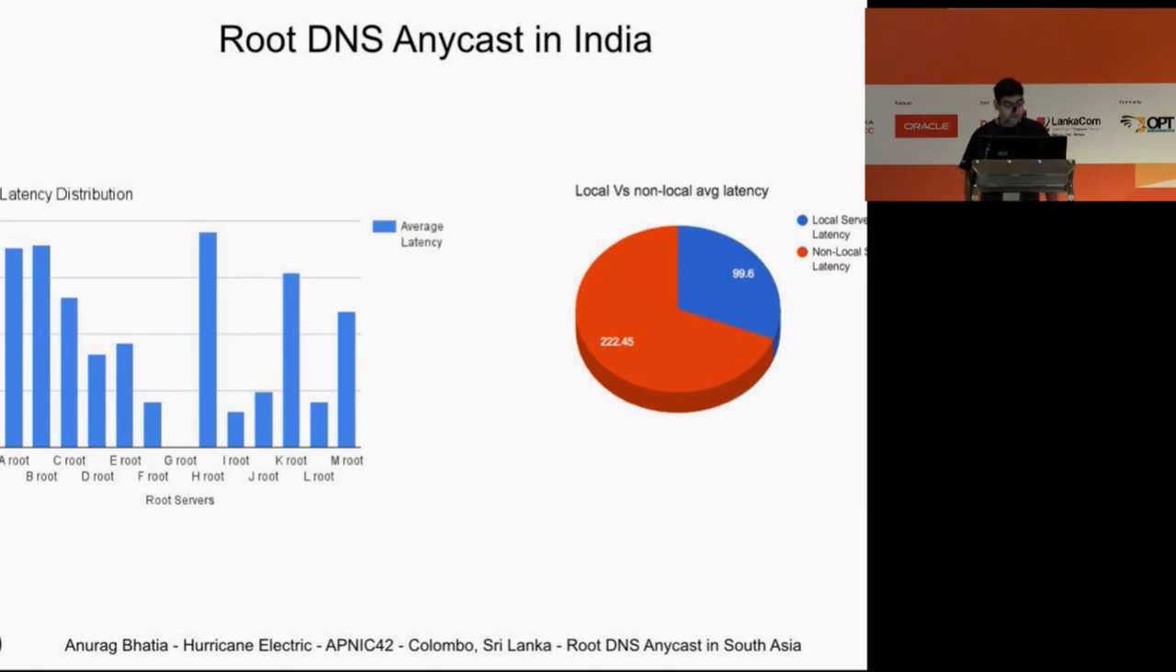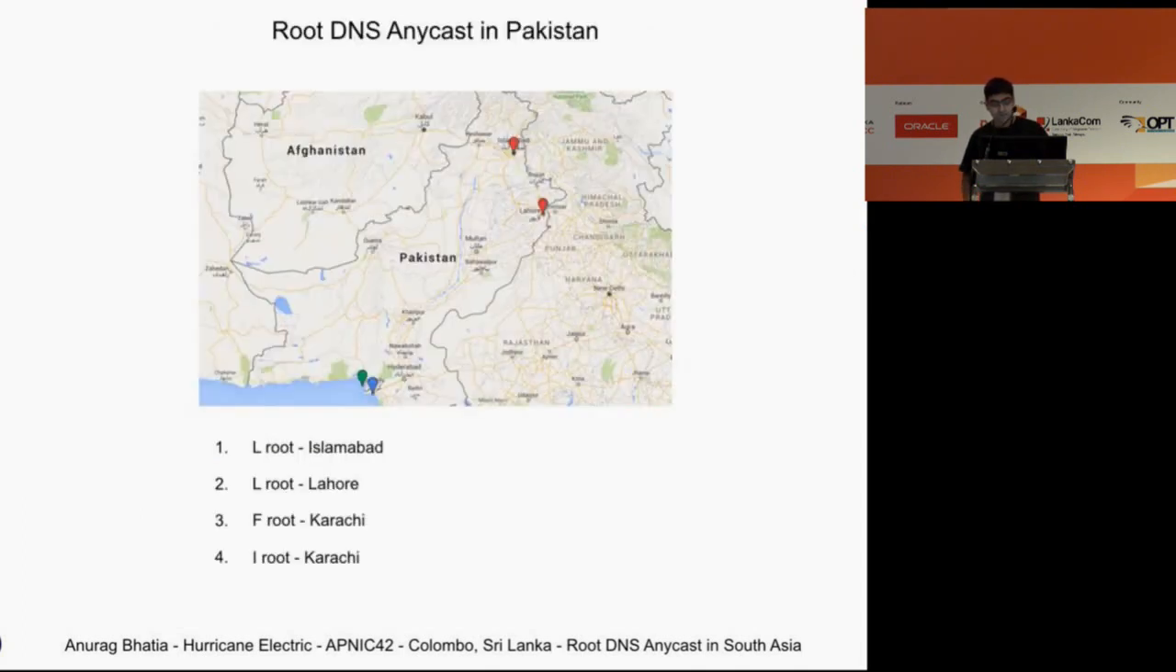And here's the latency distribution for India. We can see I is in much better state, while A, B root server, and H-root were showing much higher latency. On the right side, you can see local server latency versus non-local server latency. So we had an average of the latencies which we saw with the local versus non-local. And here we can see around 100 milliseconds for the servers which are present locally. And this data is quite degraded because of the K-root factor at that time.